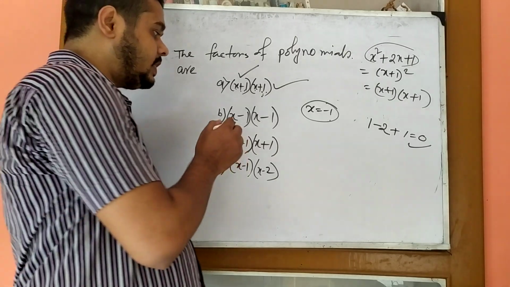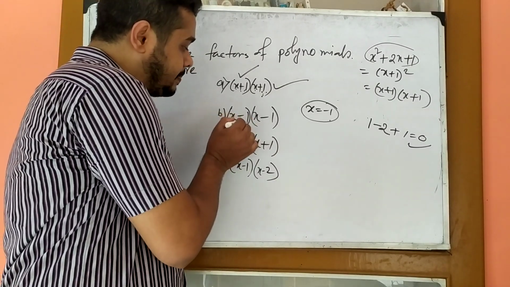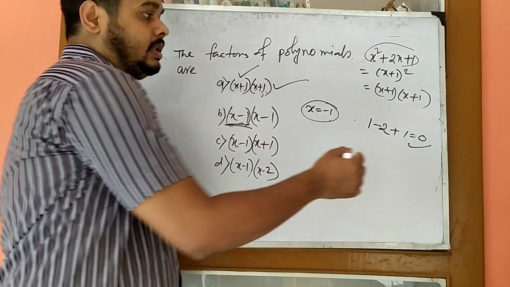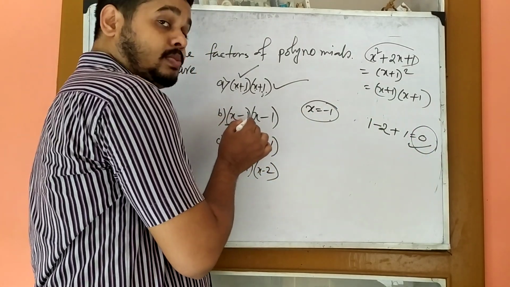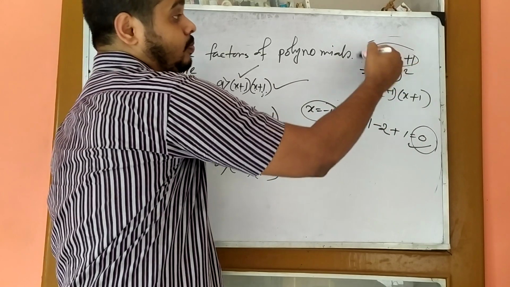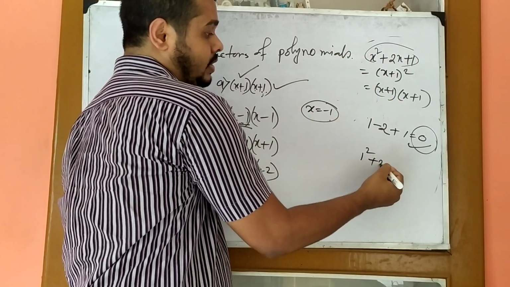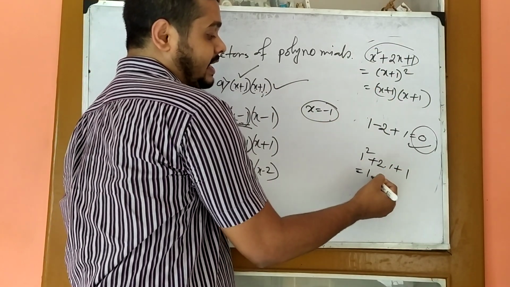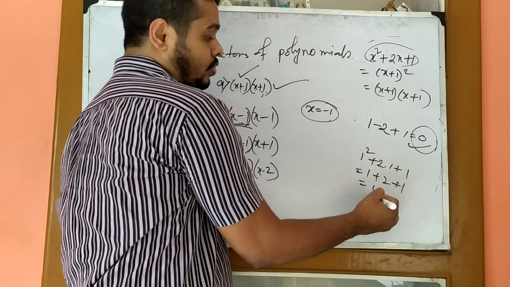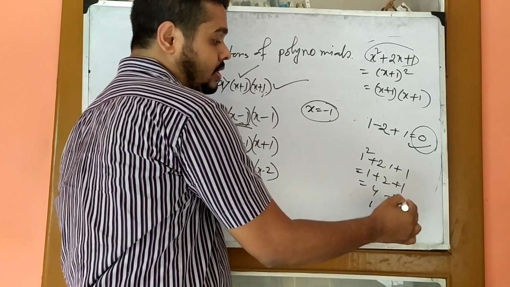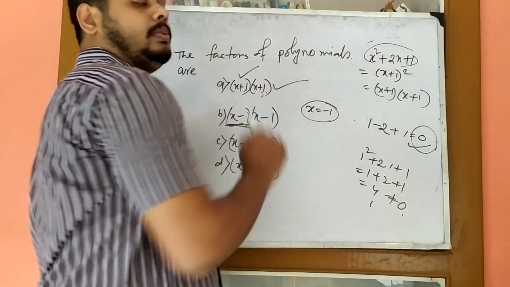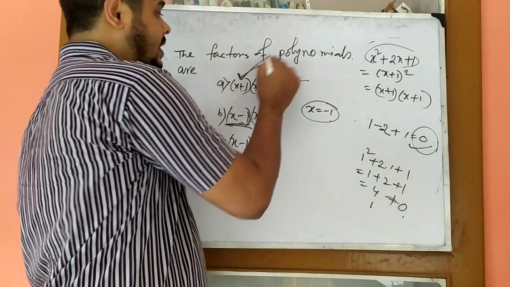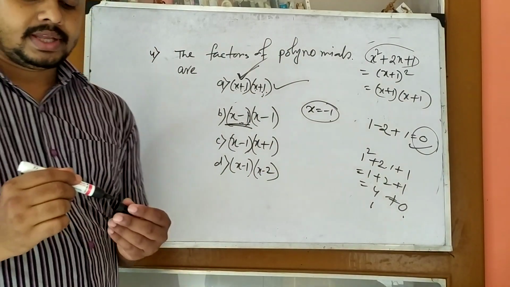Okay, if we test by that factor, that time 0 will not come. Check it. x minus 1 equal to 0, that means x equal to 1. Put x equal to 1. 1 square plus 2 into 1 plus 1, that gives us 4. So it is not equal to 0. So this is not a factor of that polynomial. So in this case our answer is A. Clear?